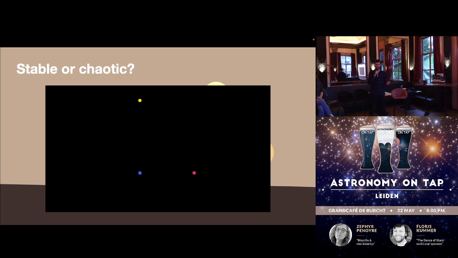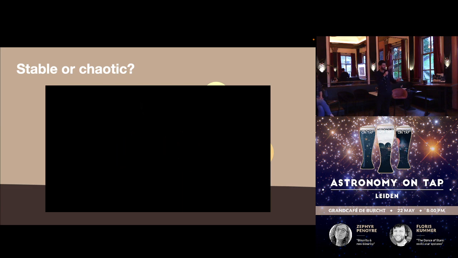So I have another question for you. So we saw that binary stars have a stable and predictable motion. Here we see a video of a triple star orbit, and who thinks that the motion of these stars, so who thinks this looks stable and predictable? And who thinks this looks chaotic and unpredictable? Yeah, very good.